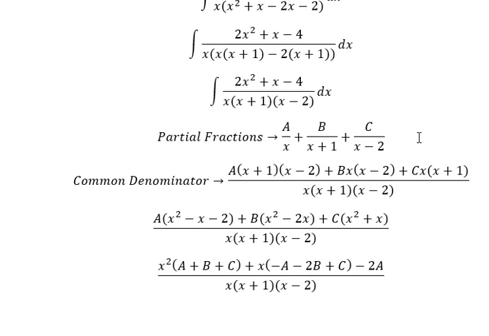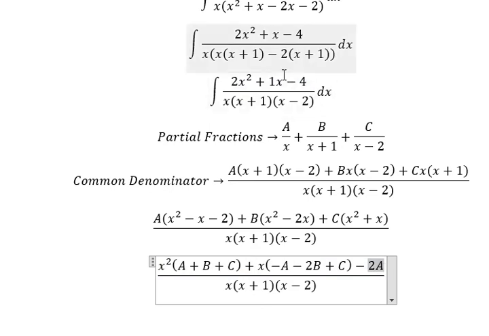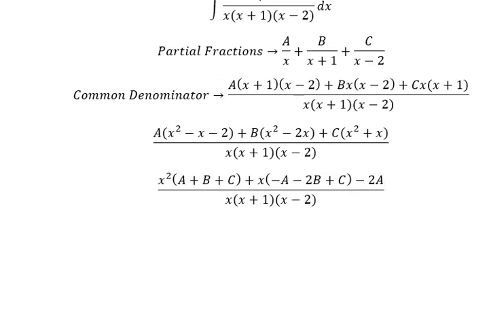Now, let's go back in here. We look carefully. We have S squared and we have S squared. Coefficient of this one is number 2. So A plus B plus C equals 2. We have S coefficient in here. That's number 1. So negative A, negative 2B plus C equals 1. About the number, we have negative 2A equal to negative 4. And now we create the system of equations.